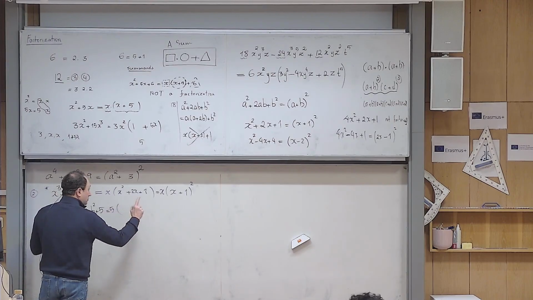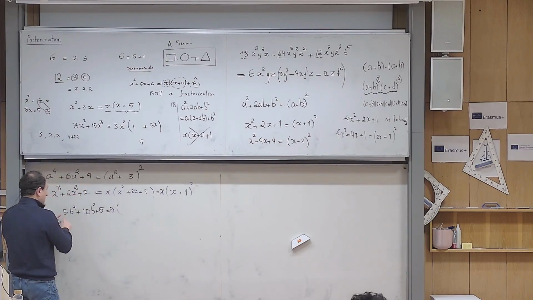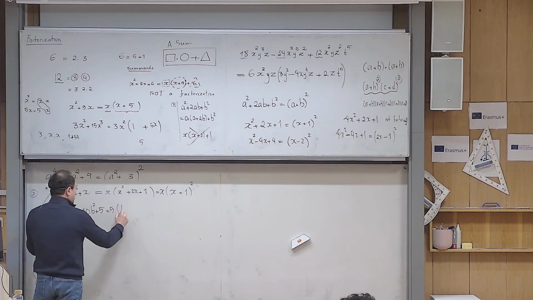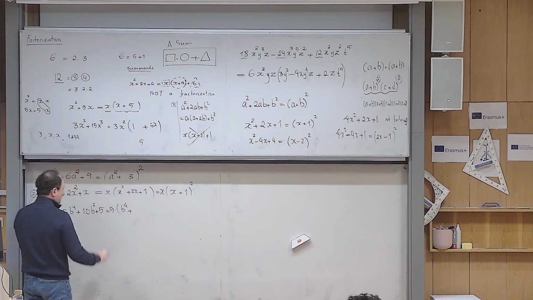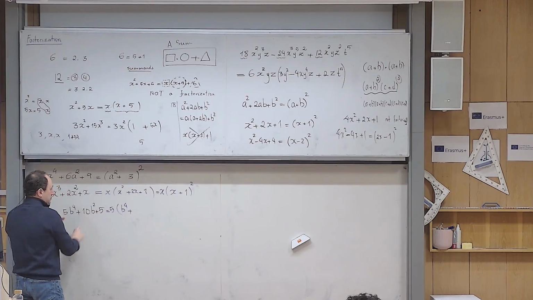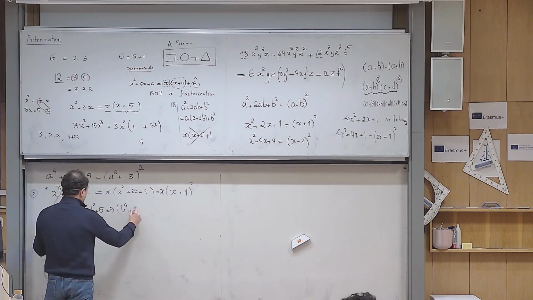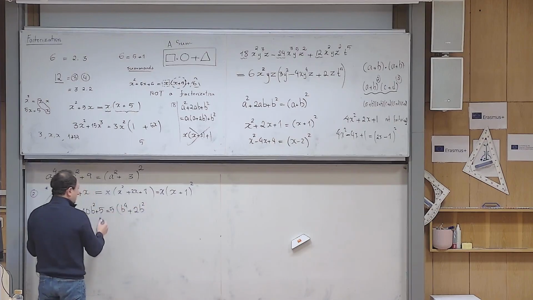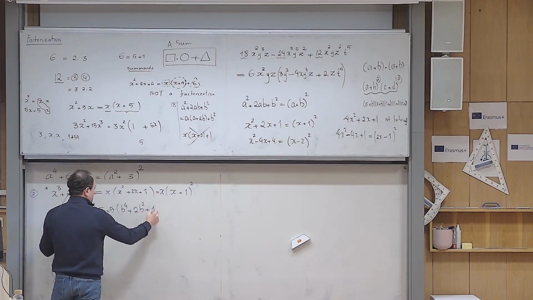You have to write it in 2 steps. Don't do it in 1 step. So 5, it is b to the 4th plus what? You need to write something so that when you multiply this back, it becomes this. What is that? 2b squared, and then plus 1.